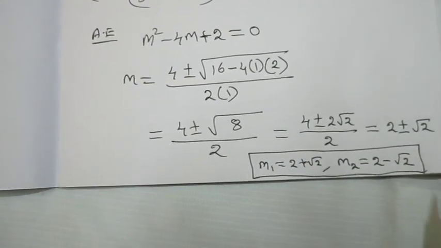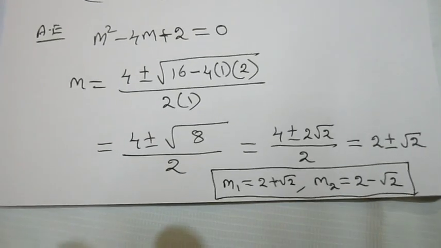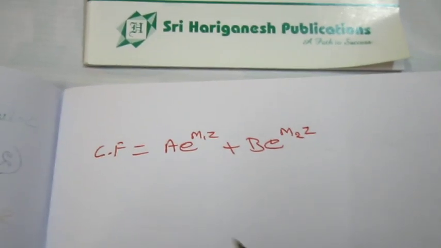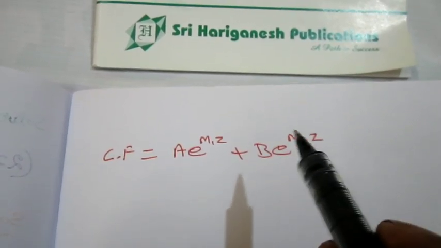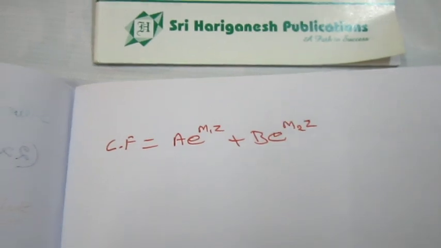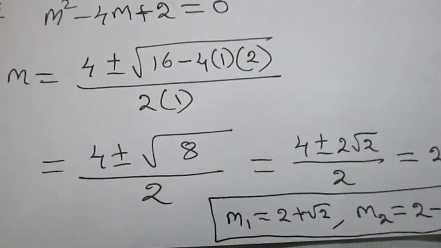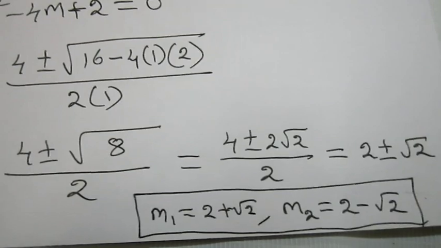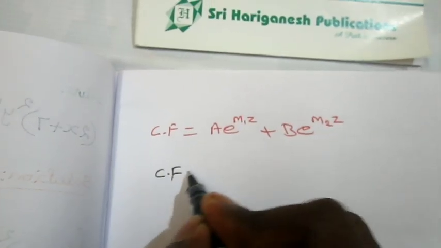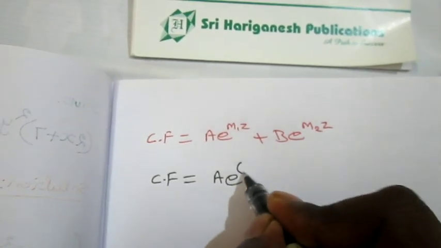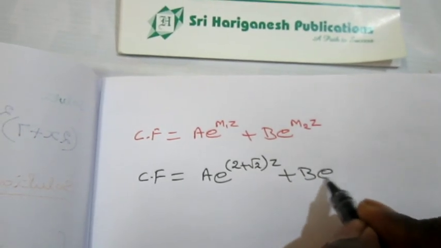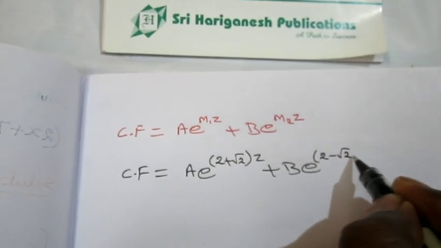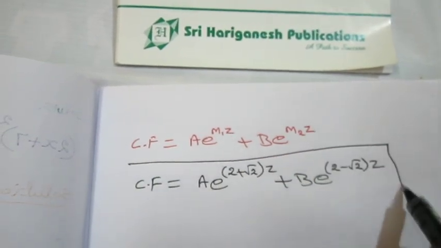So now I am going to write the complementary function formula. The complementary function is A e power m1 z plus B e power m2 z, because we have two different values for m. One is 2 plus root 2, another one is 2 minus root 2. So here I substitute. The complementary function is A e power (2 plus root 2) z plus B e power (2 minus root 2) z. So this is the complementary function.